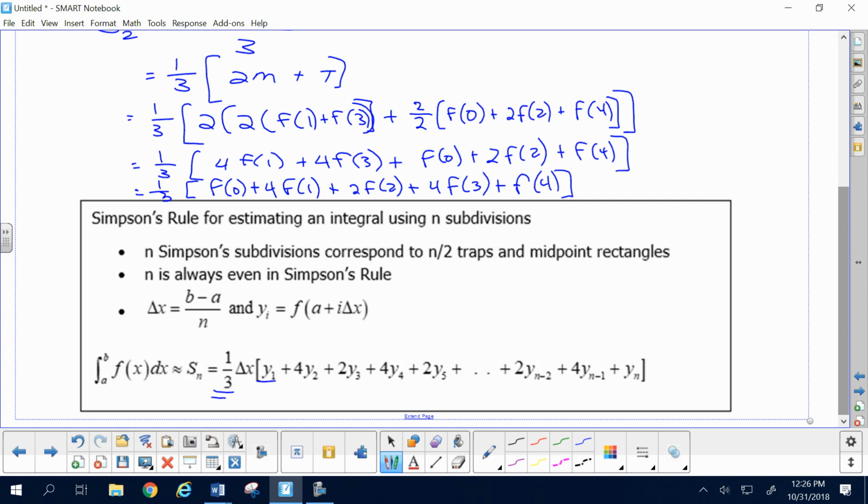Now the y's are the gotchas in here. The y pattern goes 1, 4, 2, 4, 2, alternating between 4s and 2s, starting with 4 and then going 2. You'll always see it end at 4 and then end at a single. Simpson's rule only uses even subdivisions.